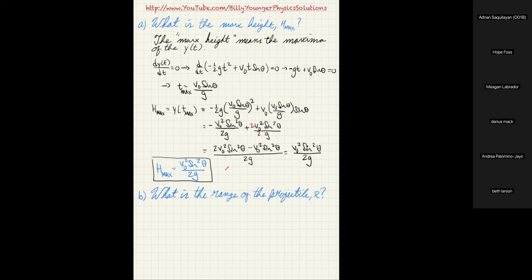I'll write that here. Alternatively, v sub y of t is equal to dy of t over dt, and t max occurs when v sub y of t is equal to zero. So again, that will give you another option to solve for t. So now to find the range of the projectile, what I'd like to know is how long is the projectile in the air?